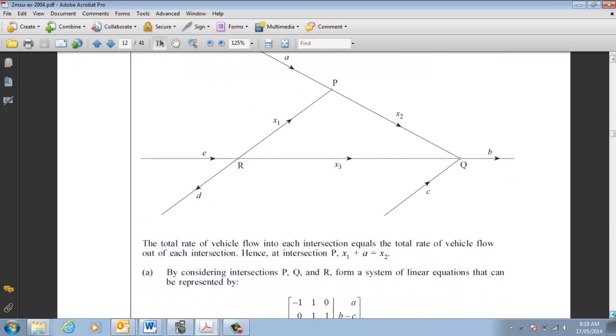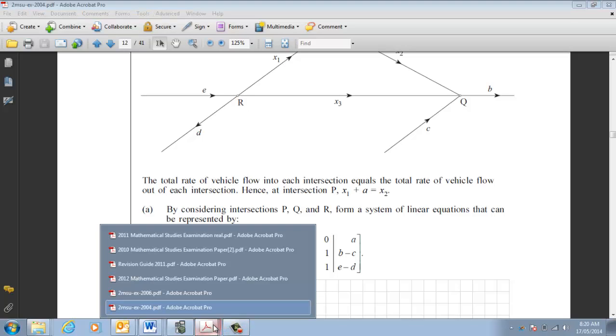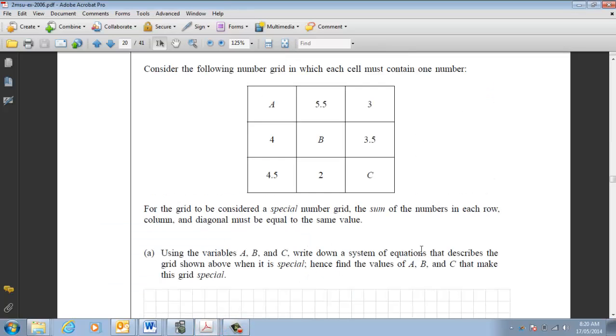Now, essentially what they will do is they'll give you maybe an answer or an idea about what they want you to do. So here they've given you an example. And then the next thing over here is they're saying, by considering PQR, show that the system of linear equations can be represented by that. So if you couldn't do the first bit, that's what your answer needs to be, that you're actually working from to do the rest of the question. So you get the idea about the way they do that. Let's go to another exam.